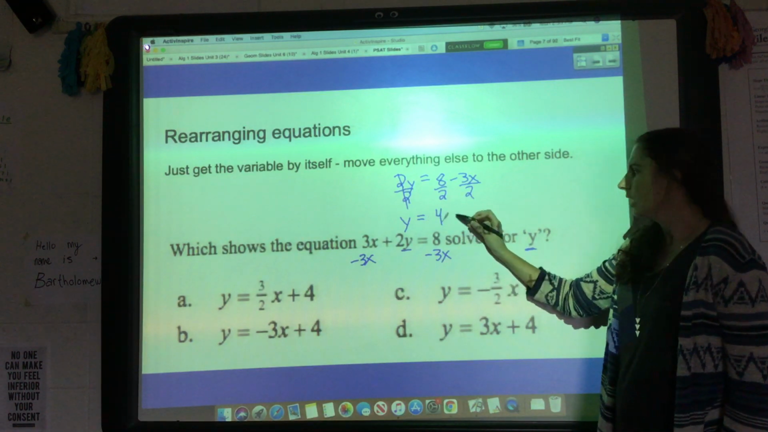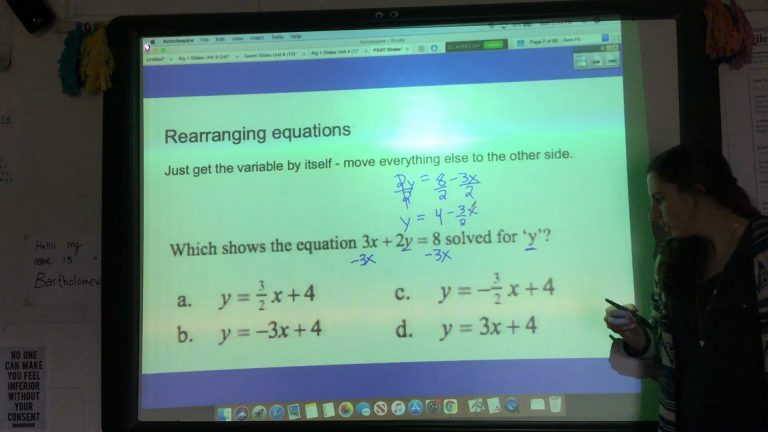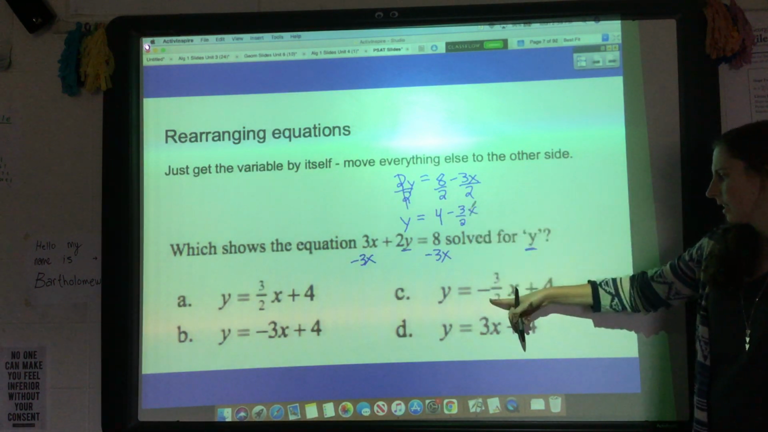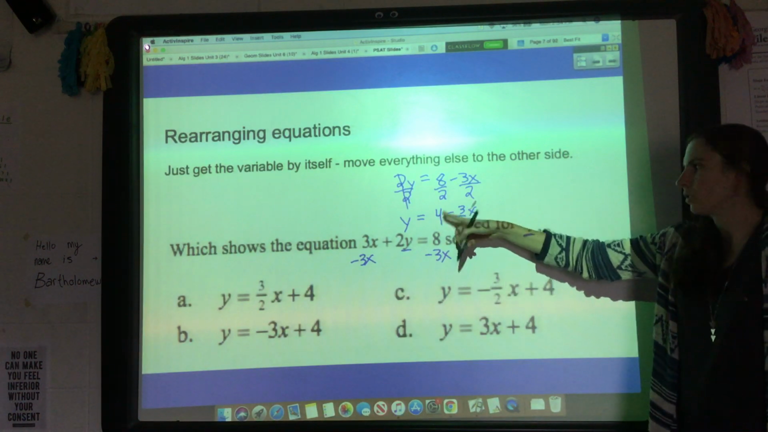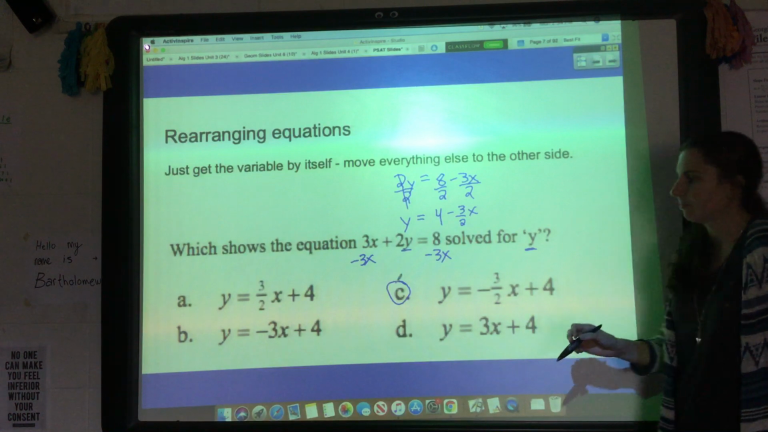8/2 is 4, and minus 3/2 x will stay as it is. Which of those is that answer? So here's -3/2 x, plus 4 is plus 4. So just rearrange that, and you would get C.